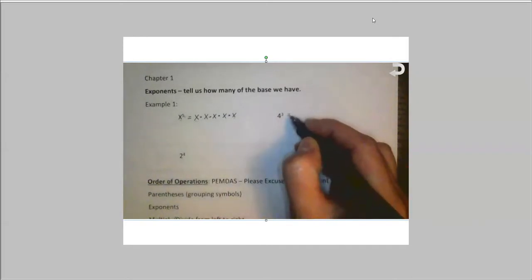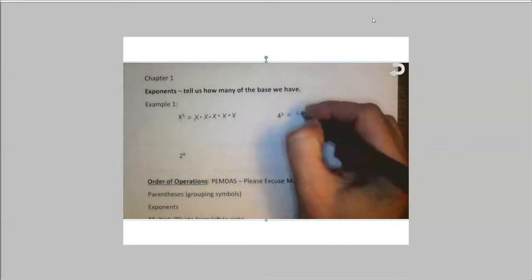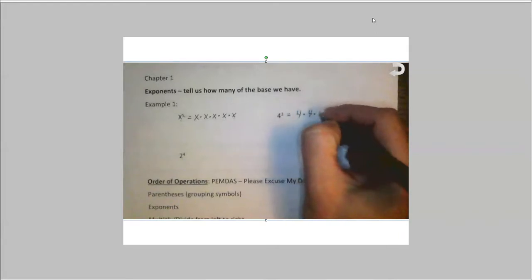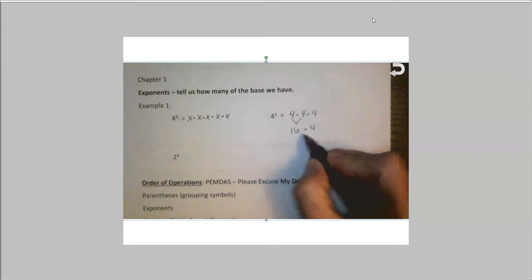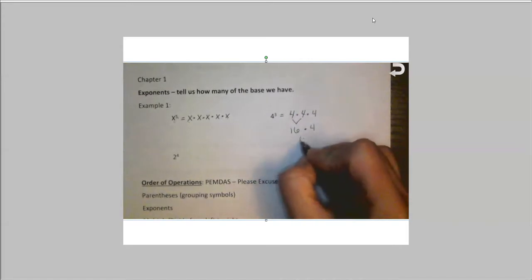Of course, here there's nothing else to evaluate, but when that base is a number and we're asked to evaluate that, that would be the same as 4 times 4 times 4. And of course, you can use a calculator, but we get that answer because 4 times 4 is 16, and then 16 times 4 would give us 64.